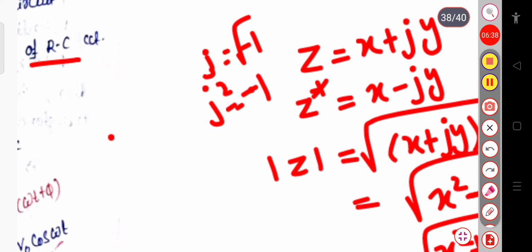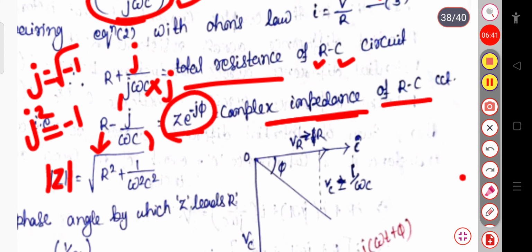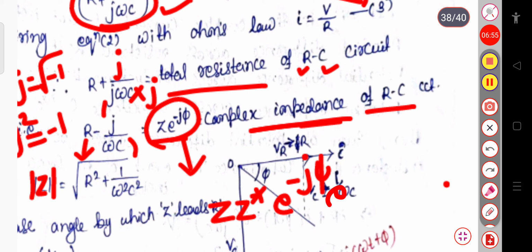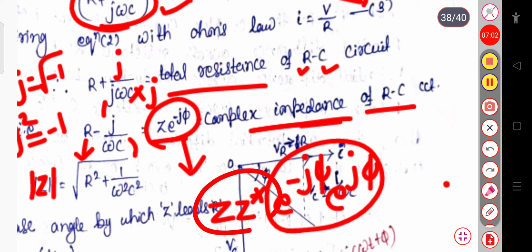Similarly, you can see that in this case also, this is r minus j by omega c equal to z exponential minus j phi. When we take the magnitude of this, then this will become z into z star, here exponential minus j phi, and we will multiply by its conjugate, that will be exponential j phi. So this part goes to 1, and this z into z star becomes modulus of z square, and this is equal to this r minus j by omega c.